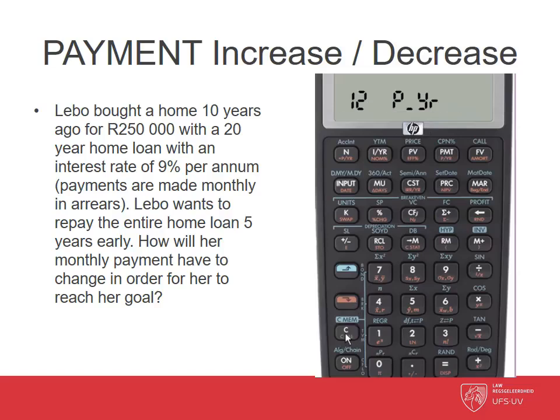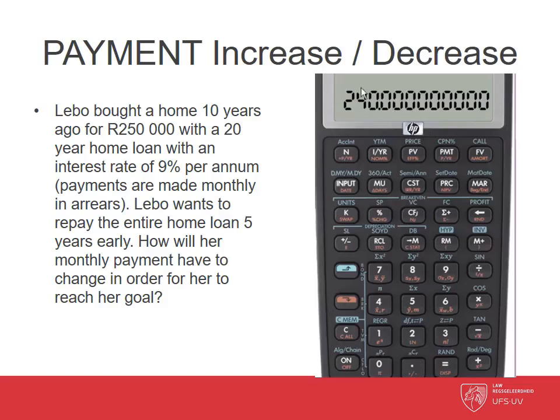Now, with any home loan payment, your first step is to calculate the current monthly payment from when the home loan started. So it's 250,000 that the bank gave her to buy a house at 9% interest. And remember, for 20 years, so 20, and you have to press second function, per year.